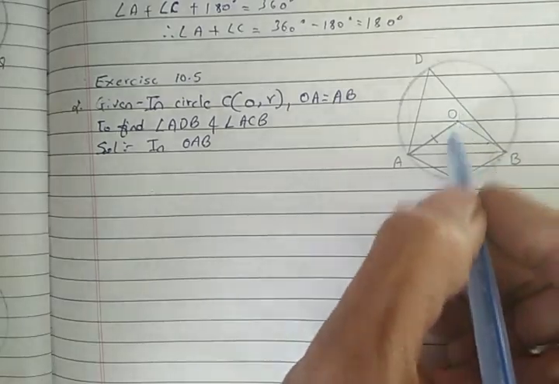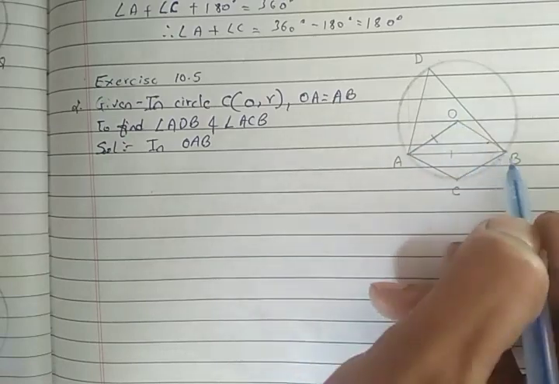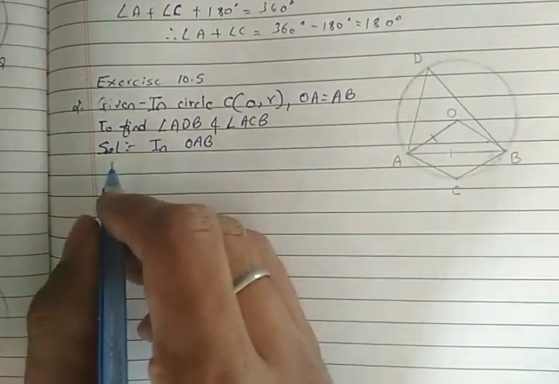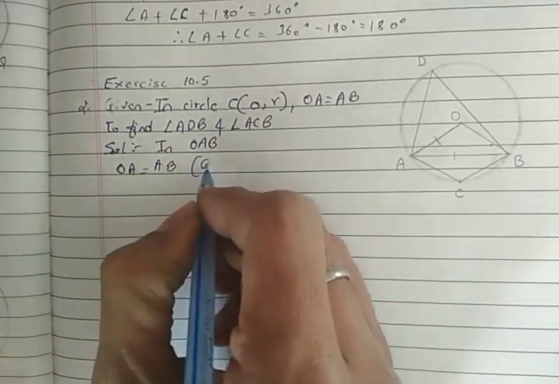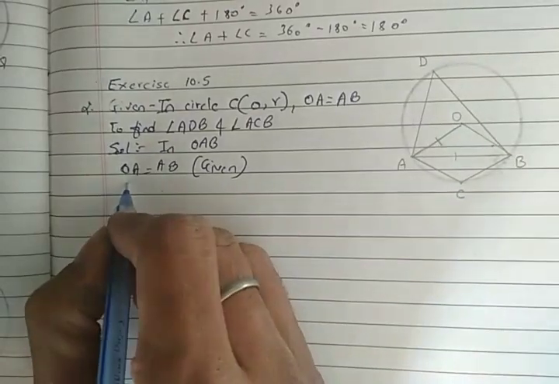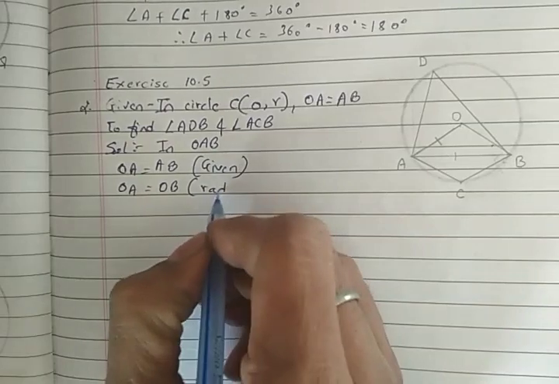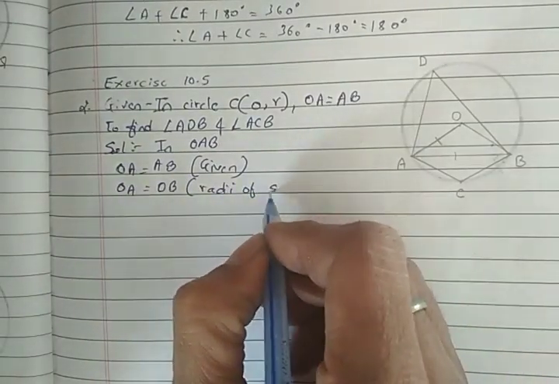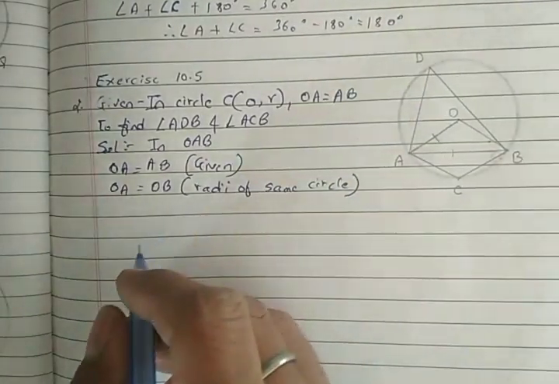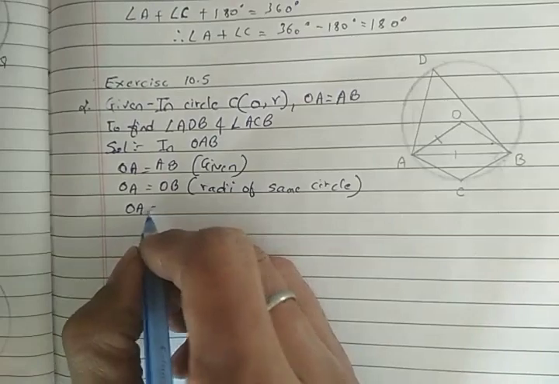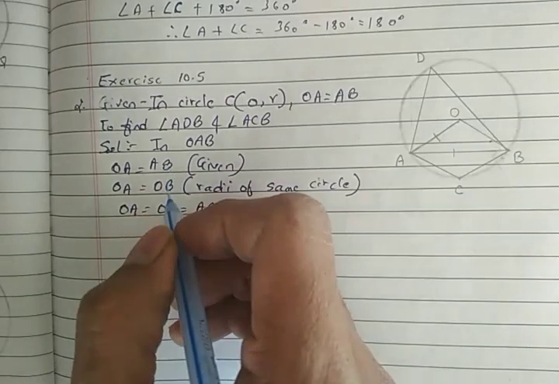In OAB, OA is equal to AB, it is given, and OA is equal to OB. These are the radii of the circle. So we will write it down. OA equal to AB, this information is given, and OA equal to OB, they are radii of the same circle. Hence you can say that OA equal to OB equal to AB from these two equations.